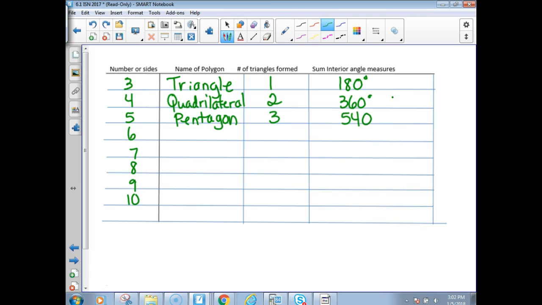Here, I'll remind you. 2 times 180 was how I got 360. 3 times 180 is how I got 540. The 6-sided figure is called a hexagon. 4 triangles were formed when we drew it. So we're going to do 4 times 180 to get the sum of its interior angles, which is 720.